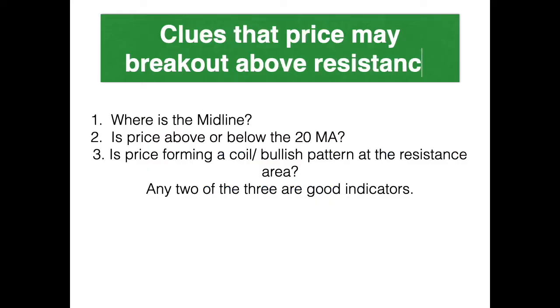What are the indications that price is strong enough to break above its resistance level? We need to know three things. First, where is the midline of the range? Second, is price above or below the 20-period moving average? Third, is there a bullish pattern forming at the resistance area?